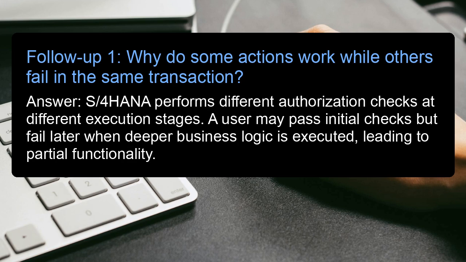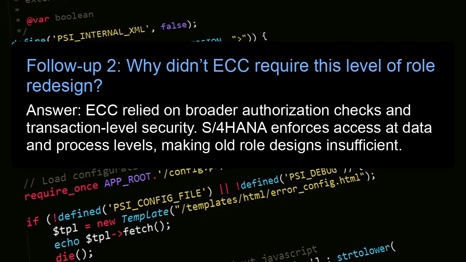Follow-up 1. Why do some actions work while others fail in the same transaction? Answer: S4 HANA performs different authorization checks at different execution stages. A user may pass initial checks but fail later when deeper business logic is executed, leading to partial functionality. Follow-up 2. Why didn't ECC require this level of role redesign? Answer: ECC relied on broader authorization checks and transaction-level security. S4 HANA enforces access at data and process levels, making old role designs insufficient.